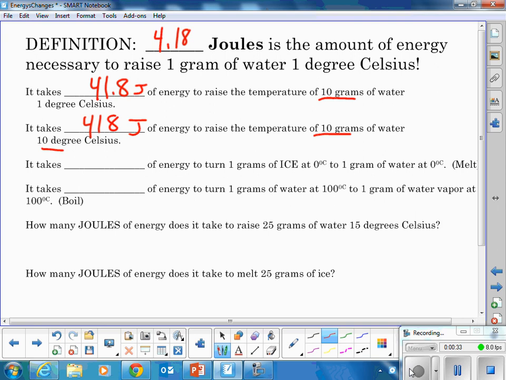Well, it turns out it takes a lot of energy to melt something. It takes 334 joules of energy to turn 1 gram of ice to 1 gram of water. That's with no temperature change, just to change it from ice to water. And that's called the heat of fusion. How much heat it takes to melt it.